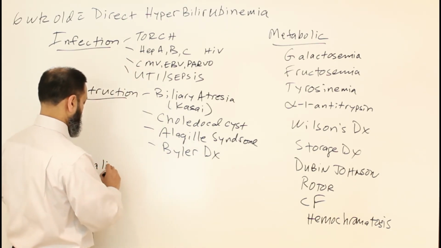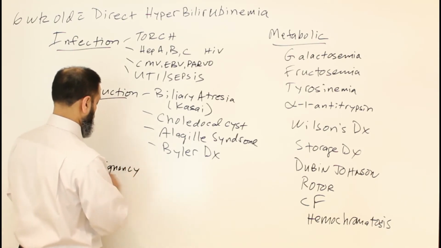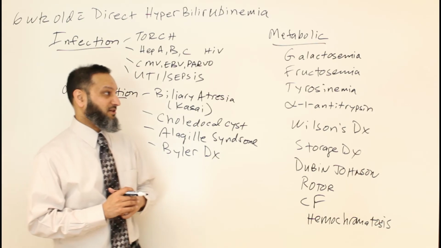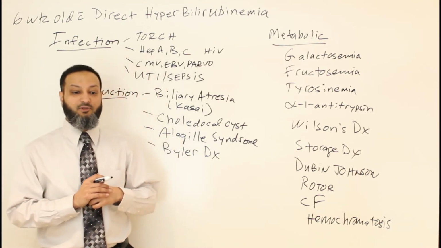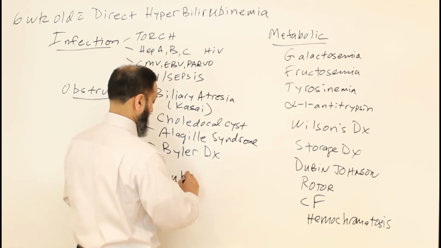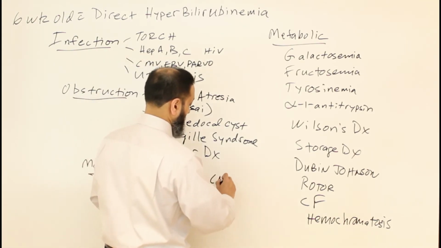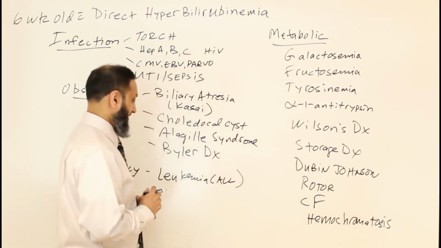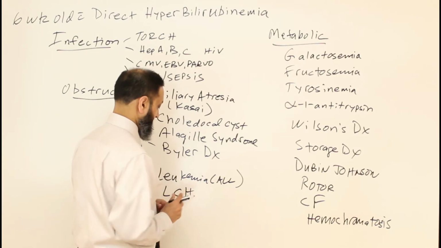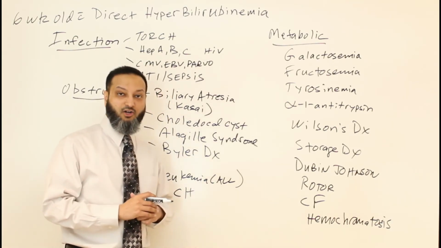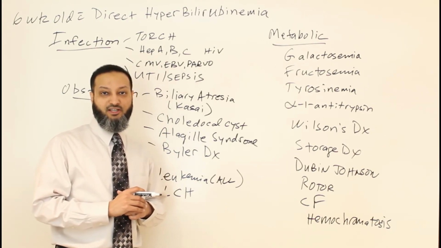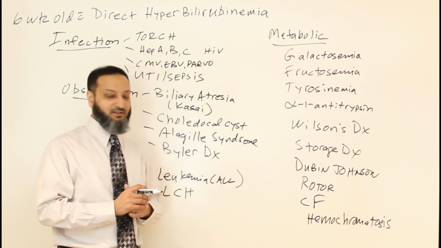So different malignancies can also give you liver infiltration and hepatocellular damage, and therefore direct hyperbilirubinemia. So the big things to consider on this one will be things like leukemia, so ALL and leukemia, where you have liver infiltration. And then another entity is called Langerhans cell histiocytosis, another malignancy that can cause infiltration of the histiocytes into the liver, and a direct hyperbilirubinemia from hepatocellular damage.